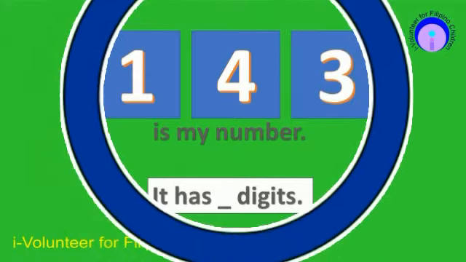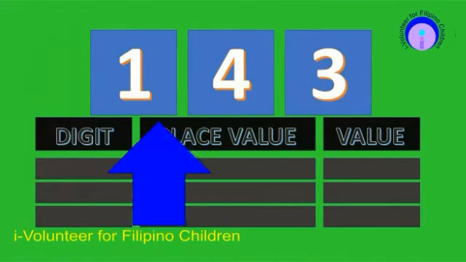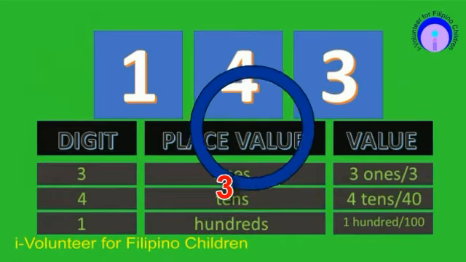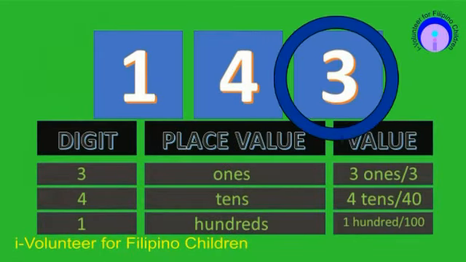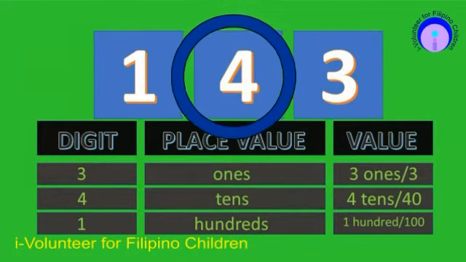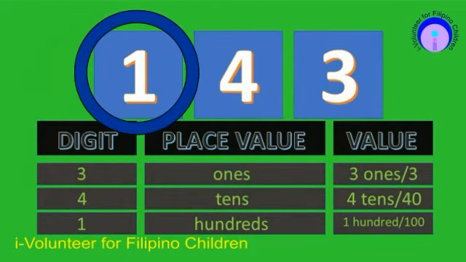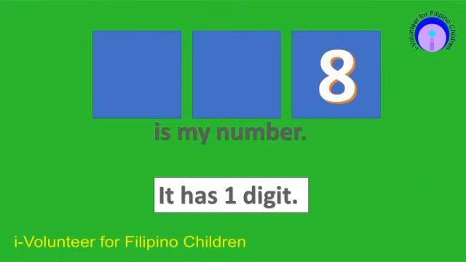143 is my number and it has 3 digits. Let me discuss first the digit. We will discuss digit from right to left. Digit 3 is in the ones place, while digit 4 is in the tens place. Digit 1 is in the hundreds place. Let us try another one.